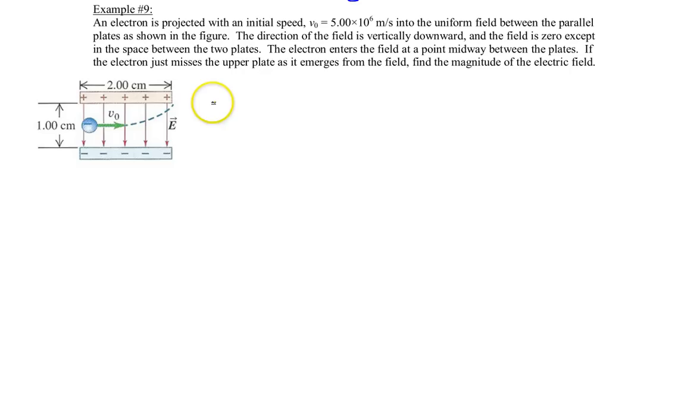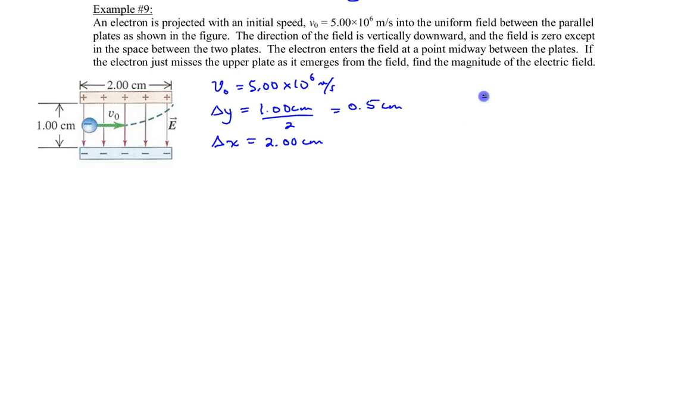So let's start off with this initial velocity, which is 5.00 times 10 to the power 6 meters per second. We know the vertical distance it goes up is 1 centimeter divided by 2 because it's starting midway, so that must be 0.5 centimeters. And the horizontal distance it's traveling is 2 centimeters. Okay. So what we're trying to do is find the electric field.